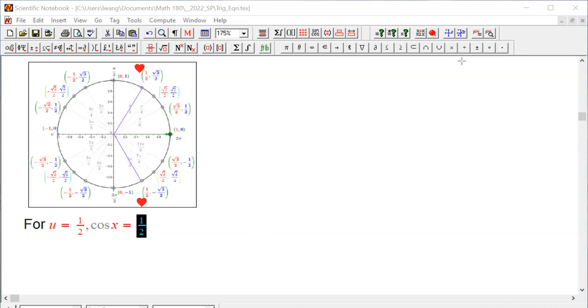And the solution is at your fingertips, isn't it? Of 2 terminals, right? So the solution is going to be either pi over 3 plus 2k pi, or negative pi over 3. So plus or minus pi over 3, 2k pi. And k are integers.